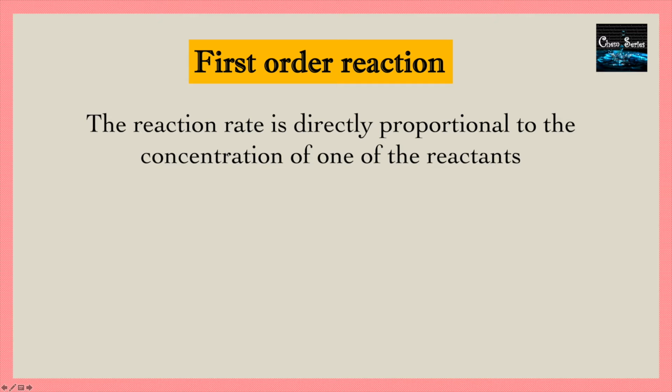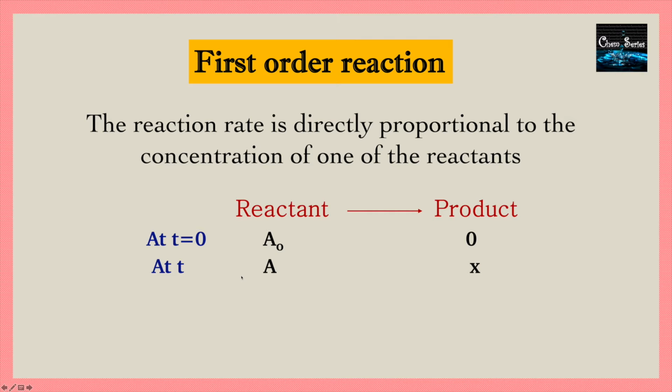The rate is directly proportional to the concentration of one of the reactants. That is, take this reaction, the reactant gives product. At time 0, initial concentration of the reactant will be A naught, and at that time the product will be 0. At time t, that is after a few moments of the reaction, the initial concentration will be converted to some amount of product X, and at that time the reactant will be A.